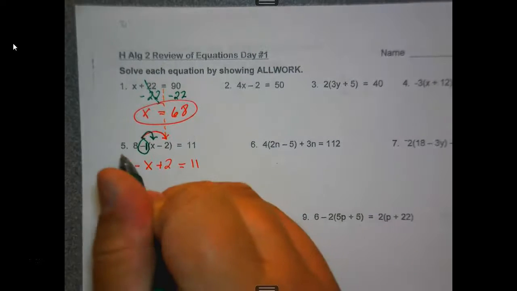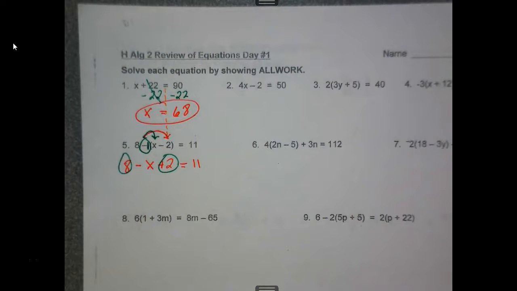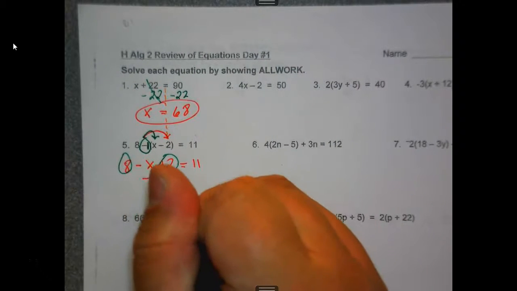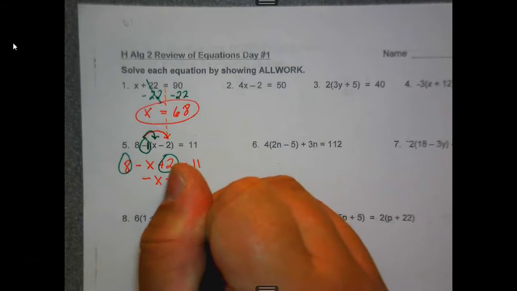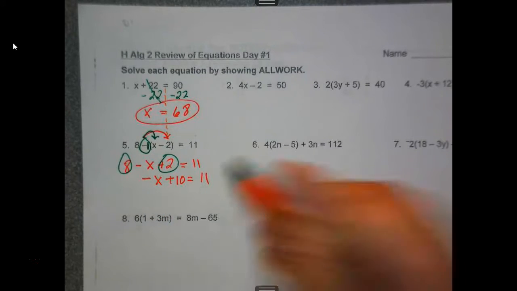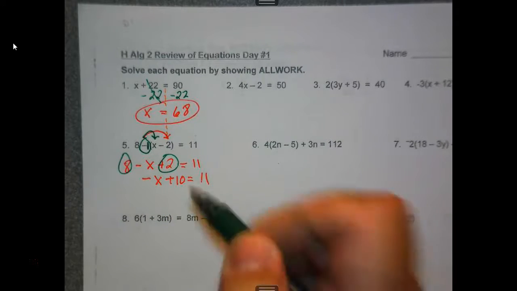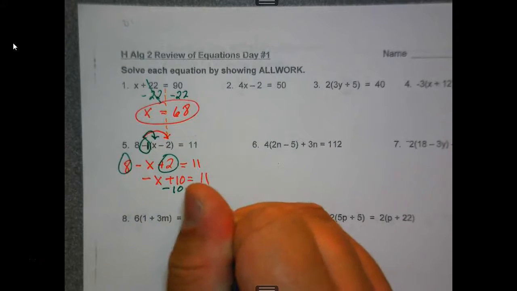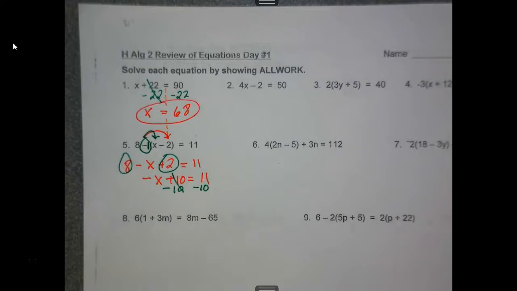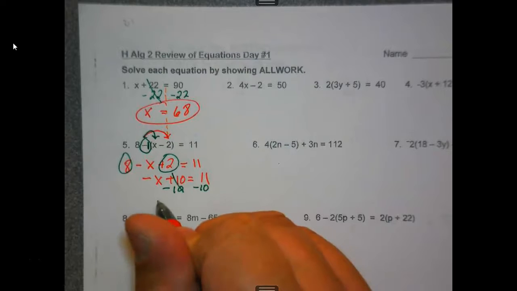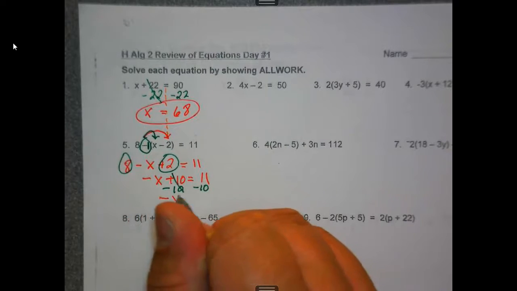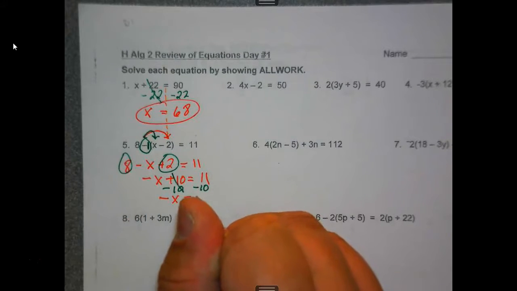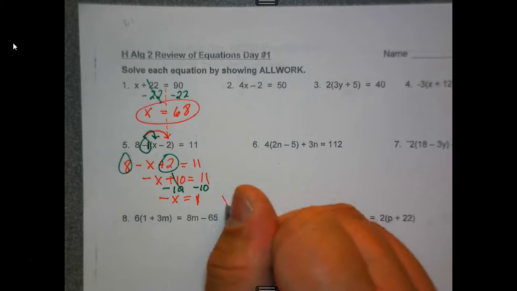Combine like terms on the same side. I have -x plus 10 equals 11. Subtract 11 from both sides, or 10. And I get -x. What does x equal? Yeah, x equals -1.